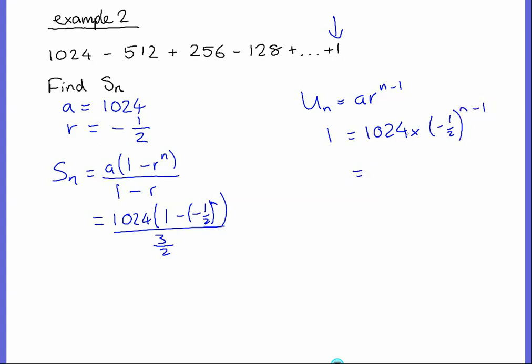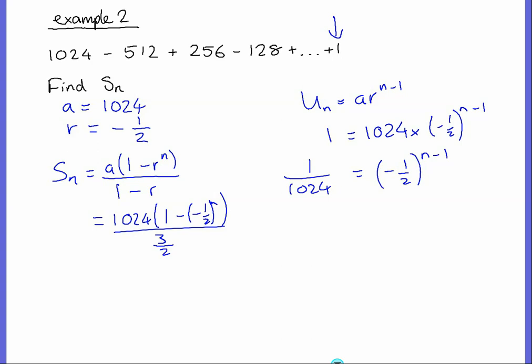Okay, so here we're going to run into a slight problem, because you're thinking, yeah, I've got powers, I've got equations, I'm going to do logs. But we have a slight issue with that. If I was to take logs to both sides, I can't log a negative number. So that causes me a problem.